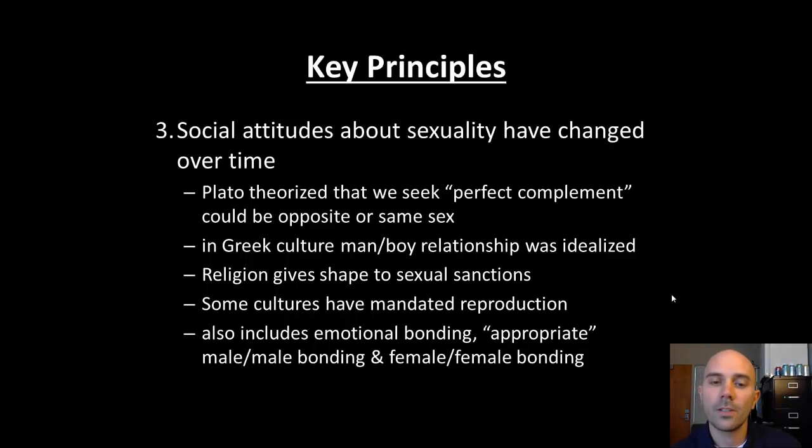Throughout history, religion has given shape to sexual sanctions, telling us who is proper and improper to marry. And in some cultures, we have mandated reproduction. And this includes not only sexual relationships, but also fraternal relationships, so friendships, and includes how males and males or females and females might bond. So, for example, in some cultures, it's perfectly acceptable for men to hold hands or put their arms around each other, maybe kiss each other on the cheek, and in other cultures that would not be socially acceptable.